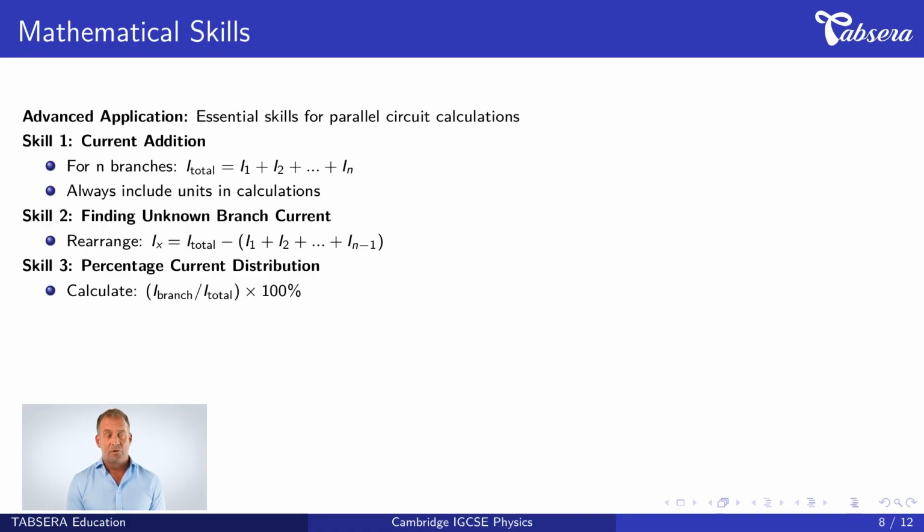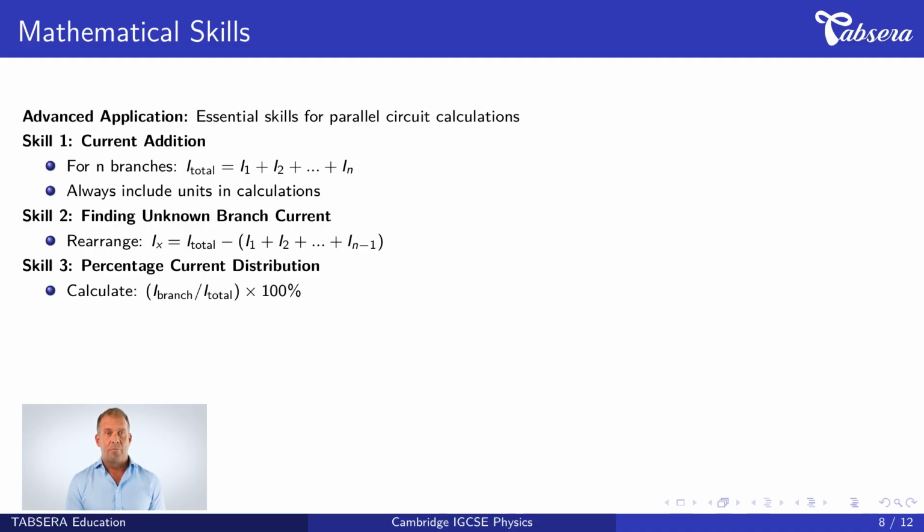Mathematical skills are crucial for parallel circuit analysis. Let's examine 3 essential skills. First, current addition for multiple branches. When we have n branches, where n represents any number of parallel paths, the total current equals I1 plus I2 plus all remaining branch currents up to IN. Always include units in every calculation step to avoid errors and earn full marks.